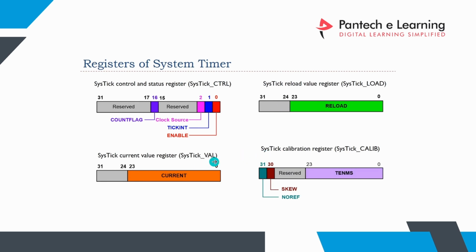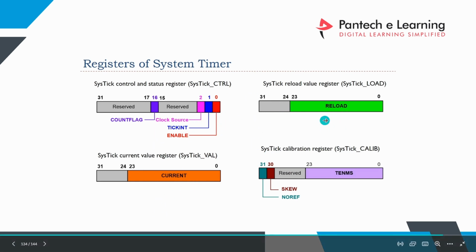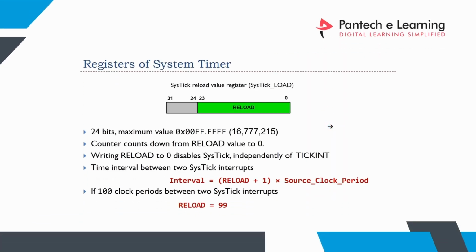So these are the 4 registers we have in the system tick registers, the system timer registers. The first is the control register, and we have a value register, a reload register, and a calibration register. First, we will see these 3 registers. So first is the reload register.